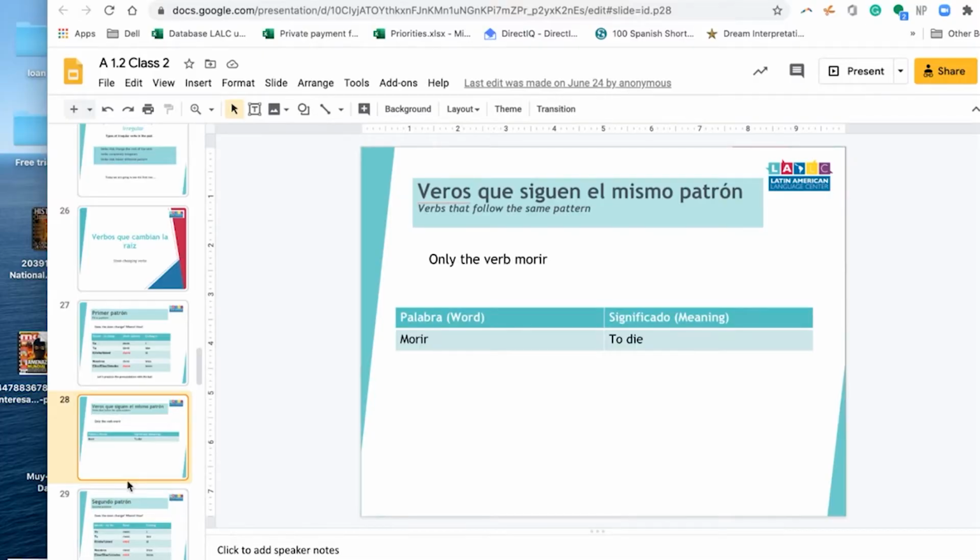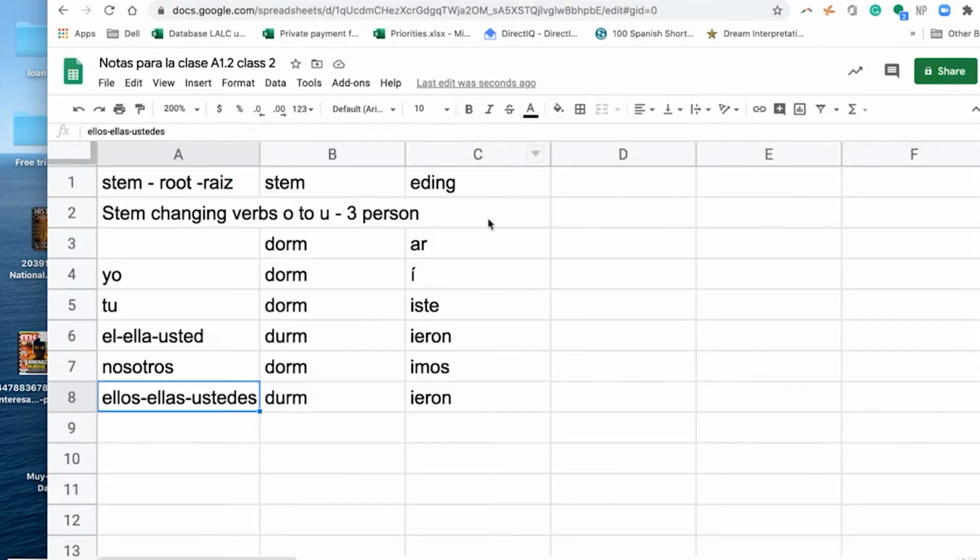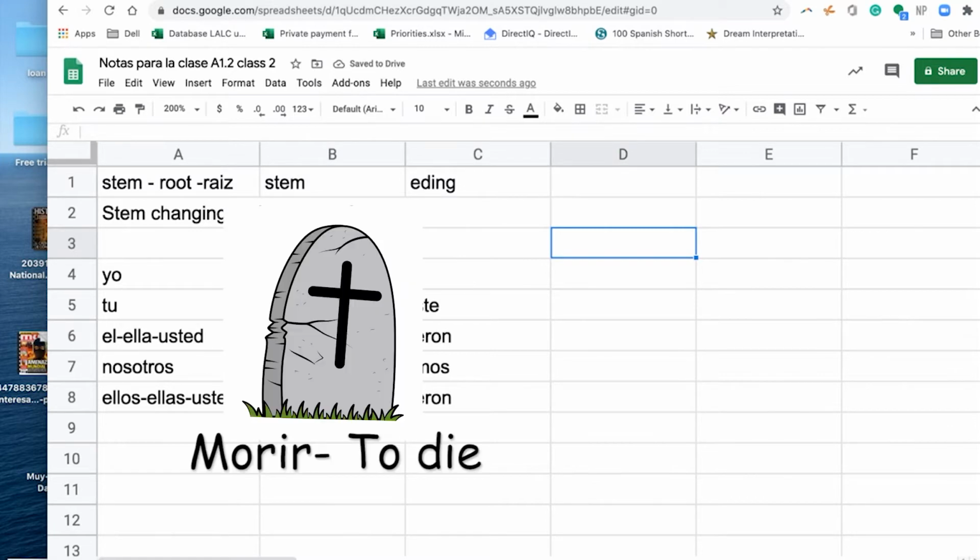In this case, the great part is there's only one, which is morir. And I hope you don't use it very much because it means to die. So, morir. Entonces I'm gonna put it in the notes anyways to help you see the changes. Sorry, dormir ends with IR here, I just realized. Well, so then you have morir, right?